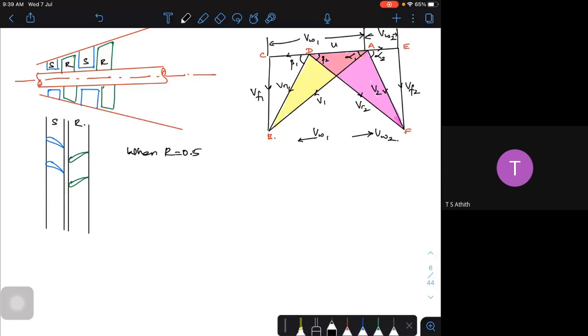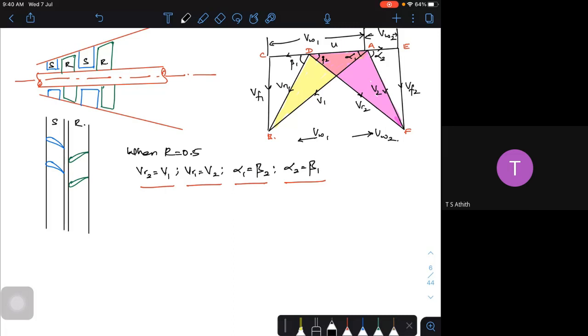other, what I can write from the velocity triangles, I can write your VR2 is equal to V1. That is VR2 is equal to V1. Okay, then VR1 is equal to V2, or I can write alpha 1 is equal to beta 2 and alpha 2 is equal to beta 1. So these conditions prevail whenever you have R equal to 0.5 for all Parsons turbines.